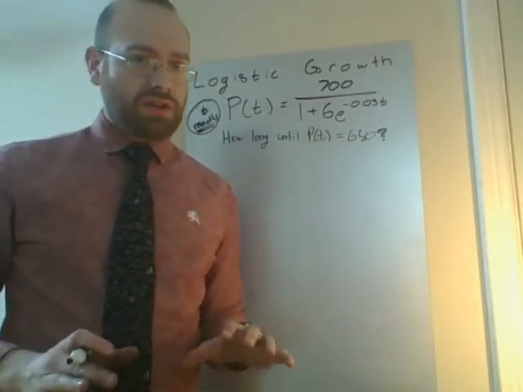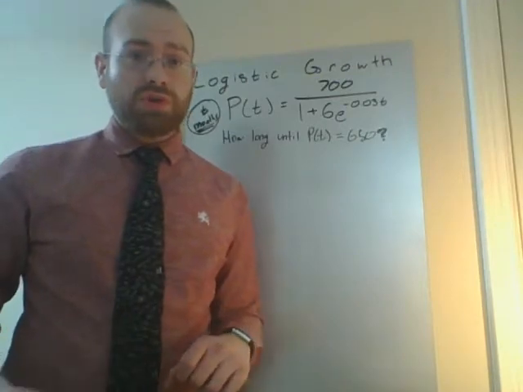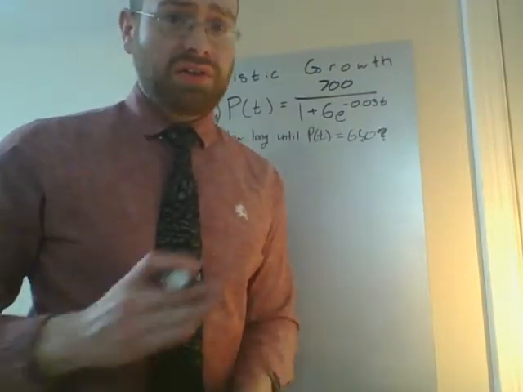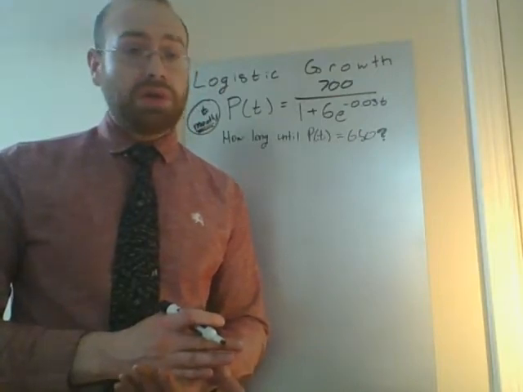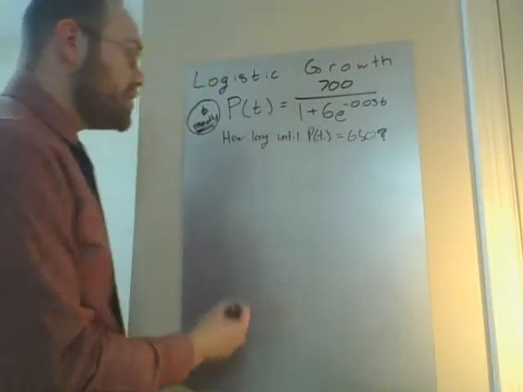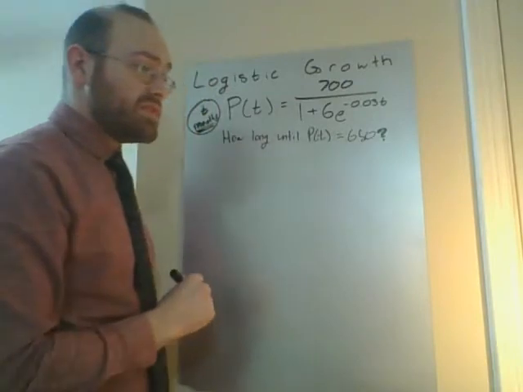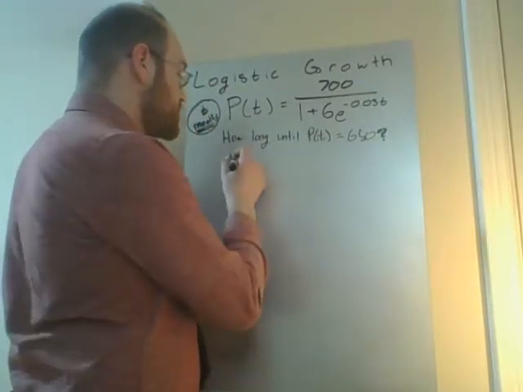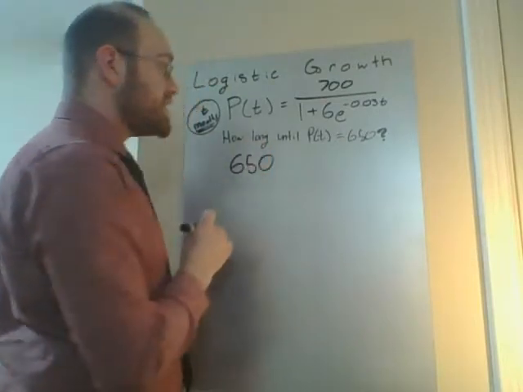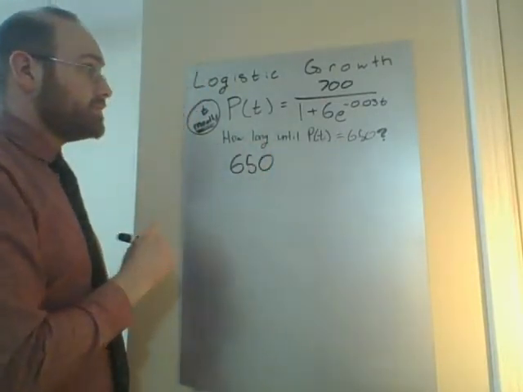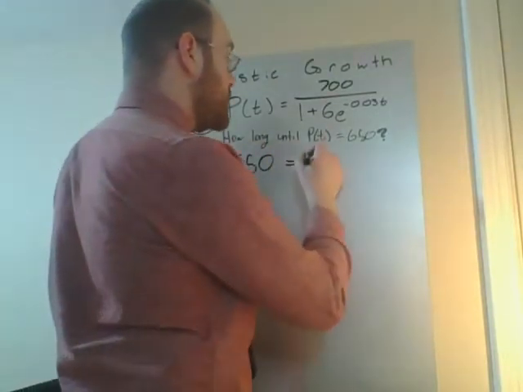And these equations can look intimidating. So I really want you to stay with me, pause the video at each step if you need to make sense of things, but we can get through it together. So we're told P of t is equal to 650. So we are going to plug in 650 to our equation.